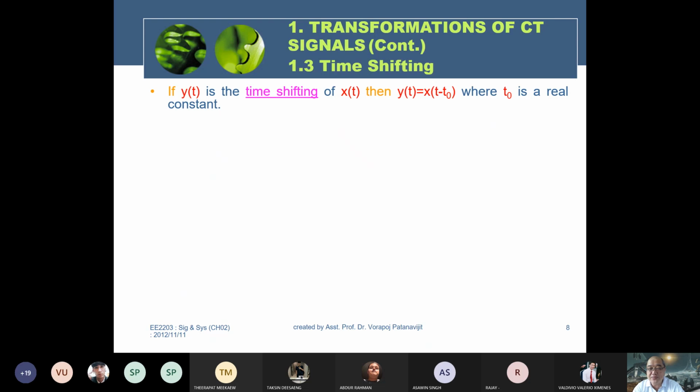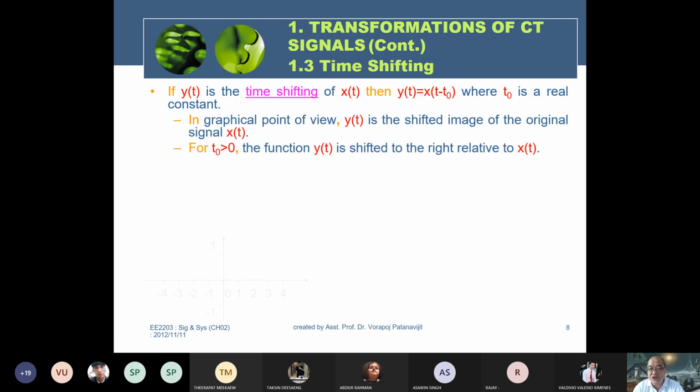If yt is the time shifted version of xt, then yt equals xt minus t naught, where t naught is a real constant. The general formula is written in this format: yt equals xt minus t naught. From the graphical point of view, yt is the shifted image of the original signal xt. For t naught greater than 0, the function yt is shifted to the right relative to xt.